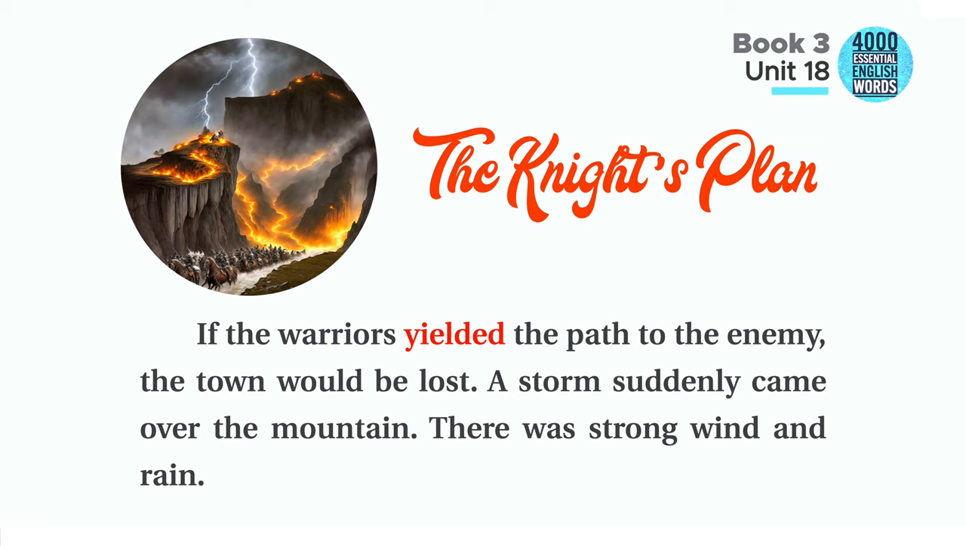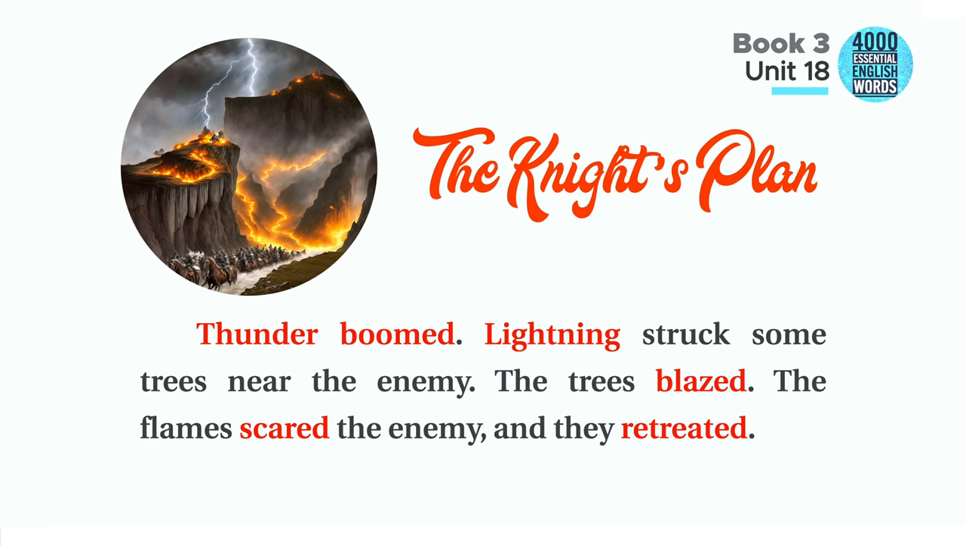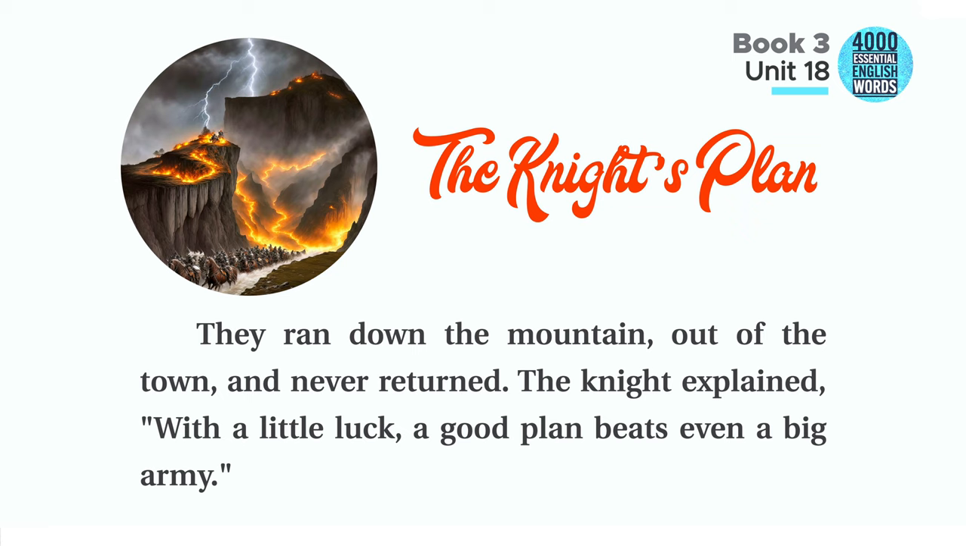A storm suddenly came over the mountain. There was strong wind and rain. Thunder boomed. Lightning struck some trees near the enemy. The trees blazed. The flames scared the enemy, and they retreated. They ran down the mountain, out of the town, and never returned. The knight explained, "With a little luck, a good plan beats even a big army."